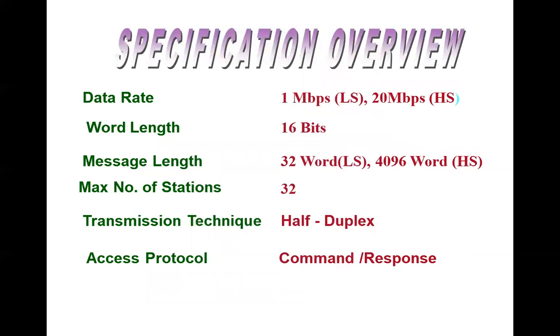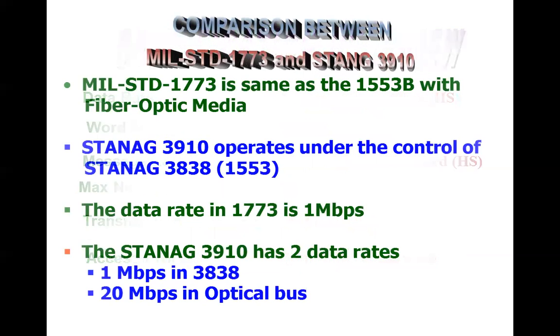Specification: data rate is 1 megabit per second for LS, 20 megabit per second for HS. Word length is 16 bit. Message length is 32 words for LS, 4096 for HS. Maximum number of stations used is 32. Transmission technique used is half duplex. Access protocol was command response protocol.